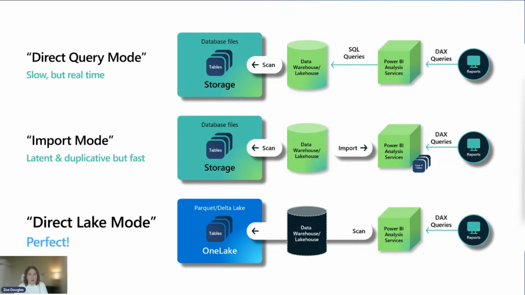In Import, we've already brought the data in and put it into a nice format that Analysis Services can read. So when it runs the DAX queries, it just grabs it from the data. Well, the Parquet format of the Delta tables is also the same format that Analysis Services can read. So that's why we're able to just run those DAX queries on the OneLake Delta tables, right? That's the magic behind Direct Lake.